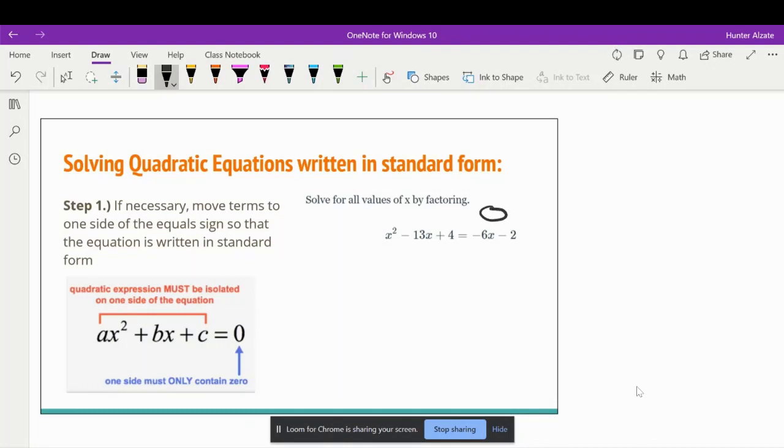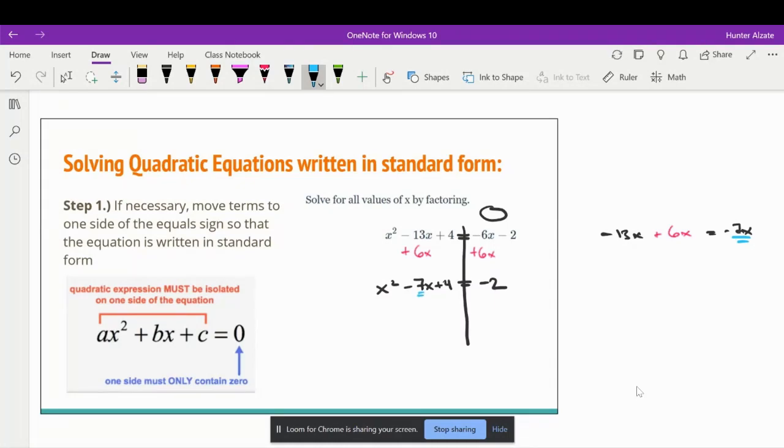So what do I need to do? Well, I like to split it up like this, just to really organize my work. You don't have to though. Well, I need to get rid of this minus 6, so I'm going to plus 6x to each side, and I'm going to add it to the x terms over here. So that means I have x squared minus 7x plus 4 equals minus 2. And how did I get minus 7x? Well, that's negative 13x plus 6x. That equals negative 7x. So that's where I got this negative 7x from, right there.